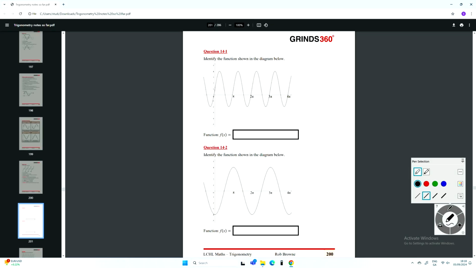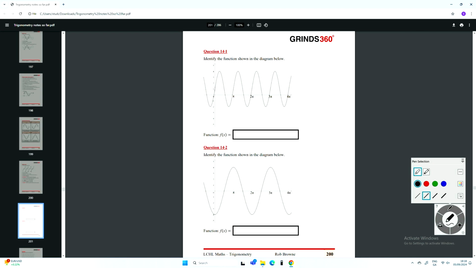So to finish up this lesson then, if you just look at the questions on page 200. Okay? So you can see here the first question is identify the function shown in the diagram below. So there's 4 things I have to identify here. Okay? I have to identify the basic shape. Is it a sine or a cosine curve? Is it positive or negative? And then those 3 numbers. What the 3 numbers do to this graph.